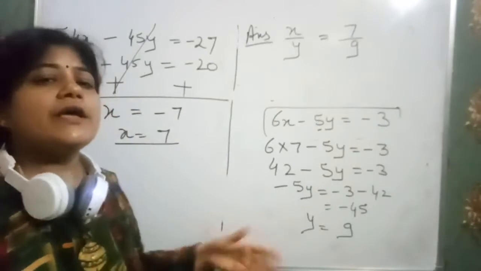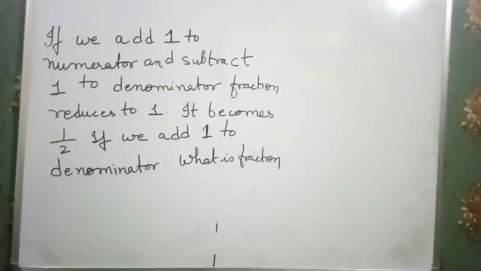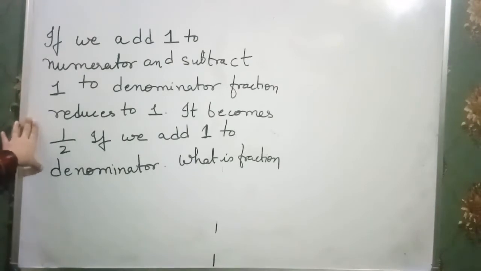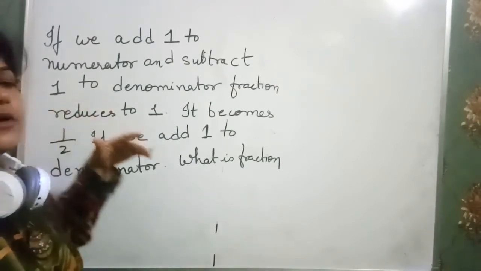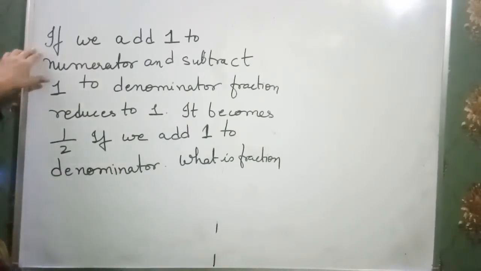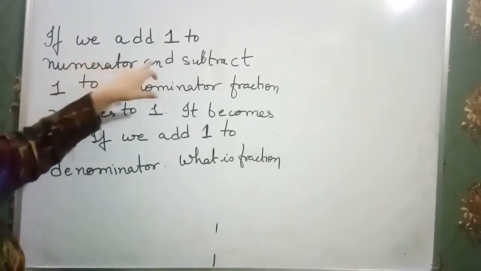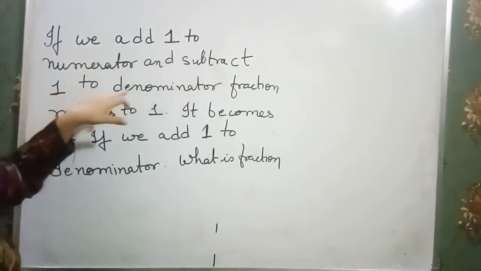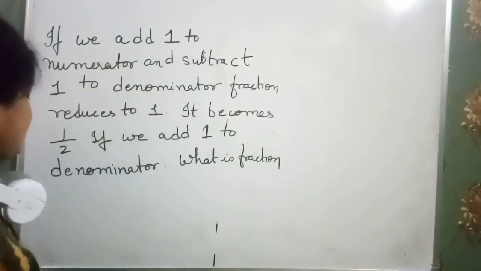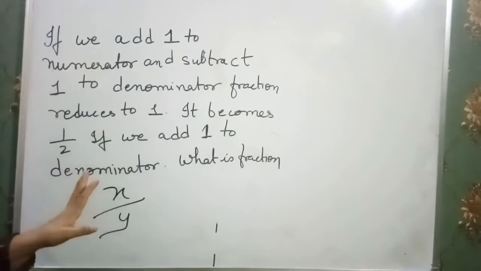Now I am going to take another concept. Before moving to another concept, I am taking one more question on the fraction in order to clear more doubts. So just see on the blackboard, if we add 1 to a numerator and subtract 1 from the denominator. So again it is a fraction. So let our fraction be x over y, as I told you earlier.